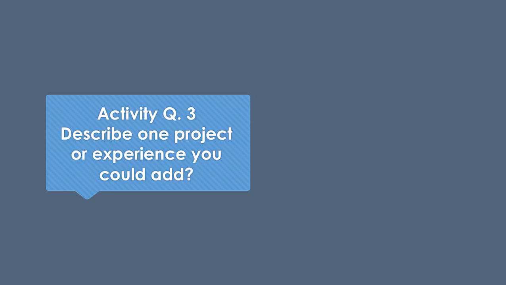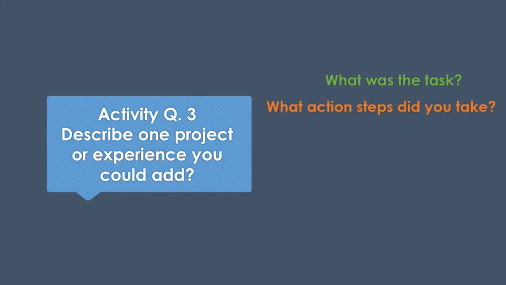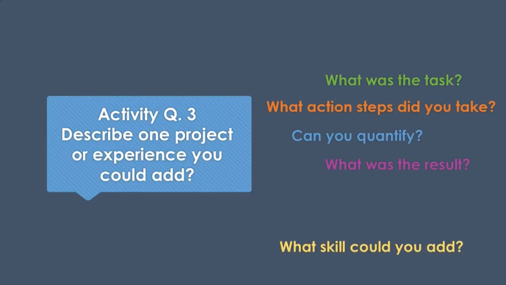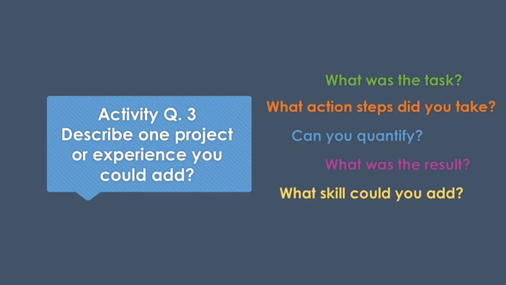So, think back. Describe one project or experience you could add. Some key things to think about are, what was the task? What did you need to complete? What was the project or assignment? What action steps did you take? What did you do? Can you quantify? Being more specific with talking about the steps or how many people the event served will help the employer know how much experience you have. You might do that with numbers or maybe percentages. What was the result? After all the hard work you put in, what did that lead to? And what skills could you add?